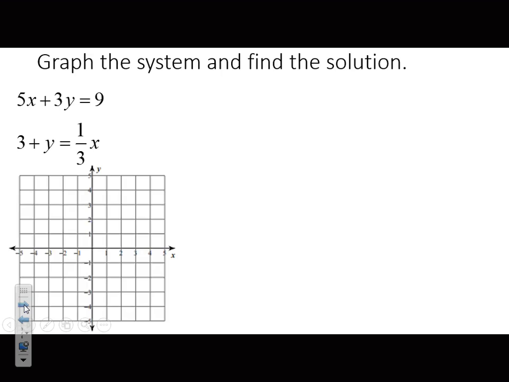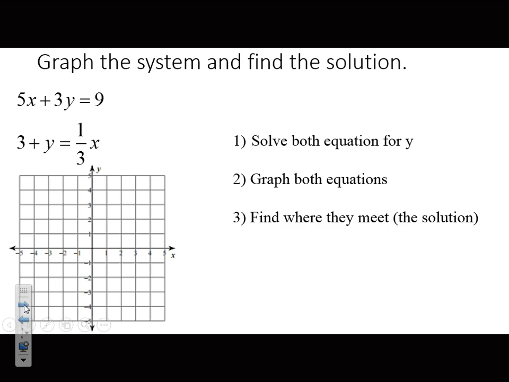So our first questions, we're going to be asked to graph systems and find the solutions. We're not actually going to solve this problem, we're just going to walk through the steps because we've already solved problems like this. The first thing you have to do is solve both the equations for y. Once you get y by itself, you have to graph both equations. After you graph both equations on the same graph, you have to find where they meet, or the solution.